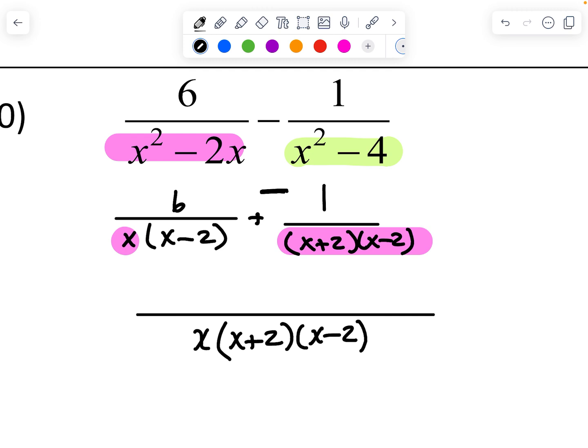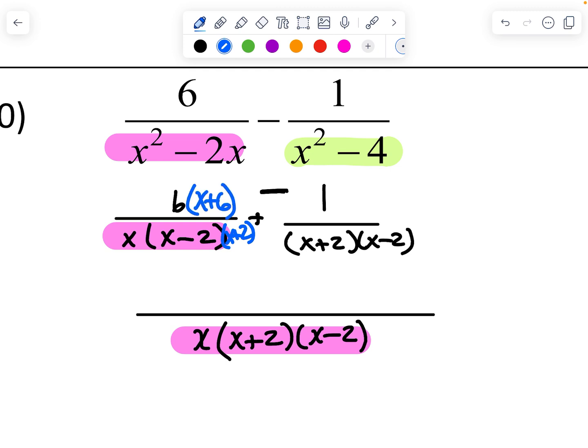Okay? All right. We need this to look like this. So what is he missing? He is missing the x plus 2. So we need to multiply that fraction by x plus 2. Why did I write a 6? Okay.